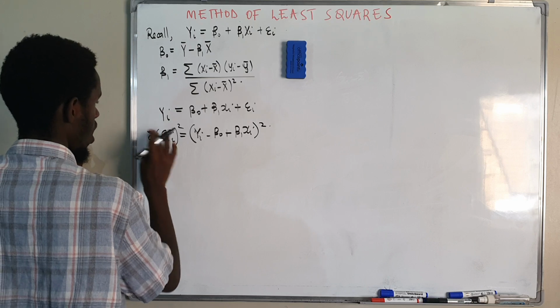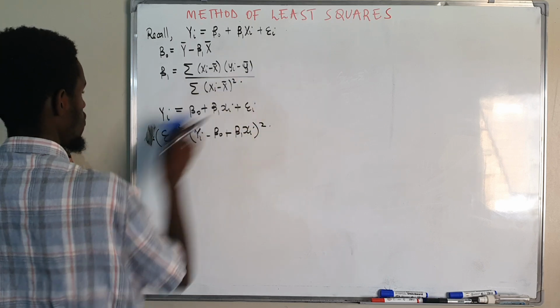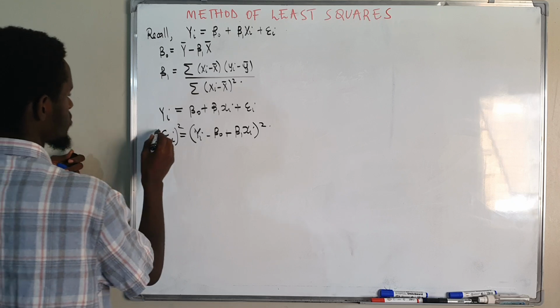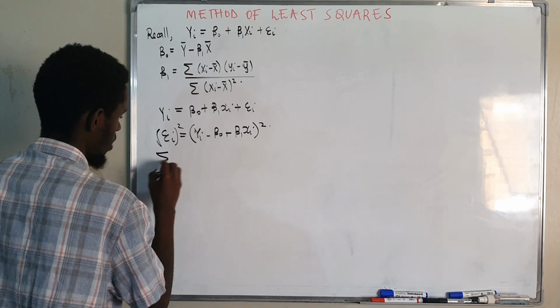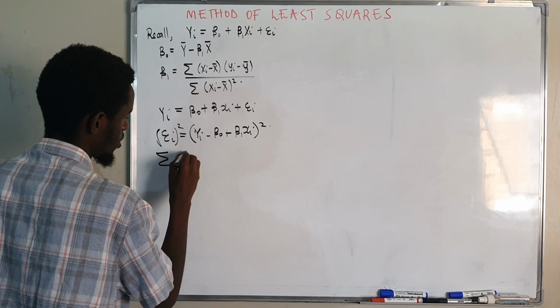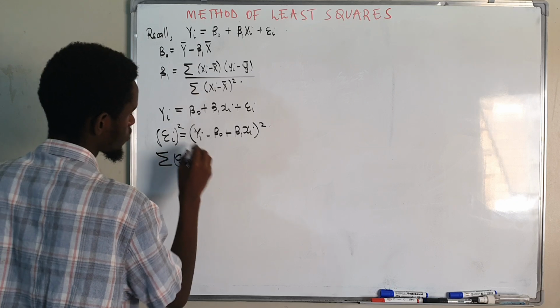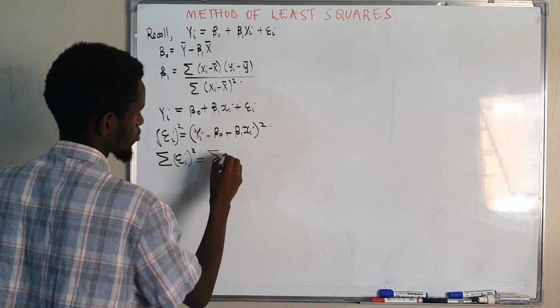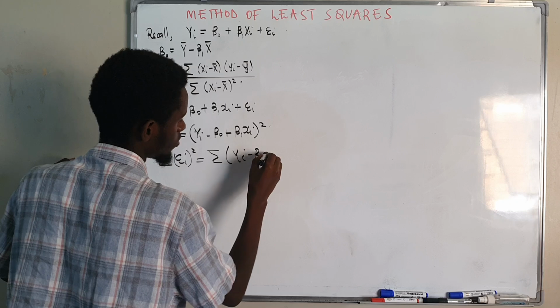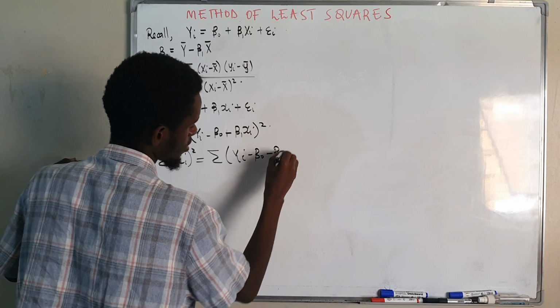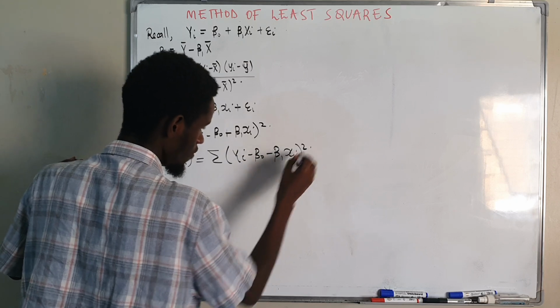Let me write it on a new line, so as not to confuse you. I'm saying these error terms are many, therefore I'll just put a summation. I'll have to summate all error terms squared, equaling the summation also, since if I put the summation this side, I also put a summation this side: yi minus b naught minus b1 xi, everything squared.